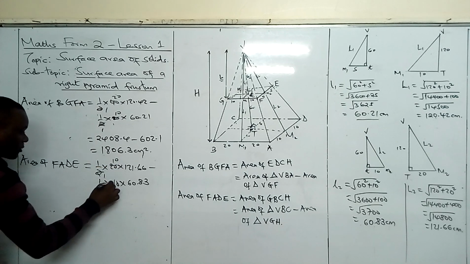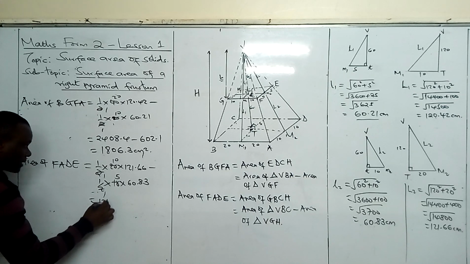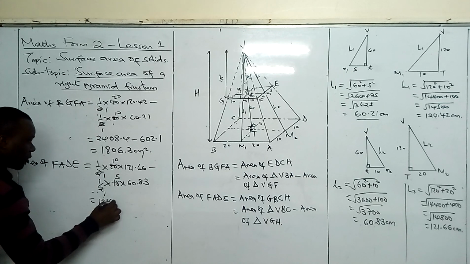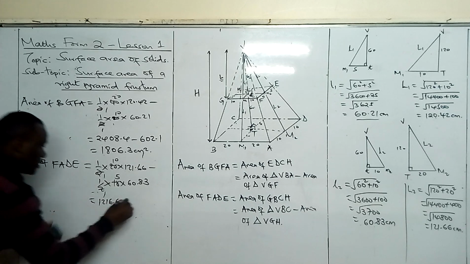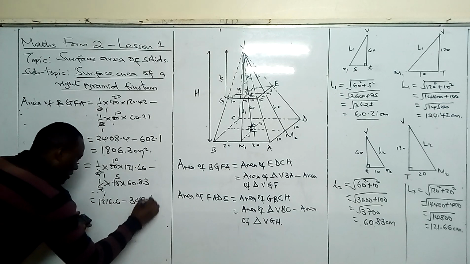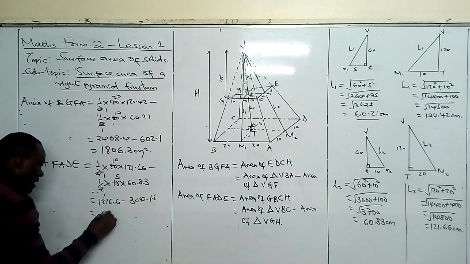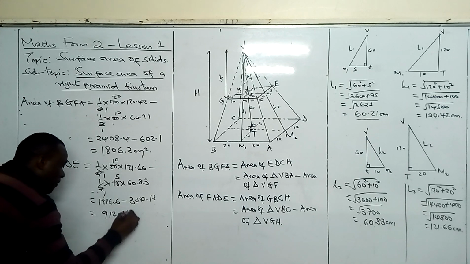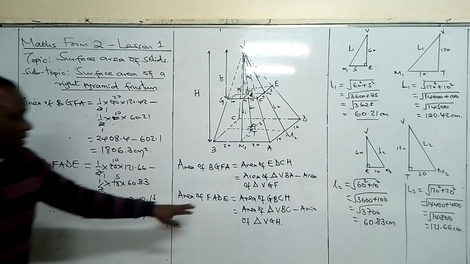2 goes into 10 five times. So we will have 1,216.6. Then we subtract 60.83 times 5, which is 304.15. So when we subtract from 1,216.6, we will get 920.45 centimeters squared. There's something we noted here.